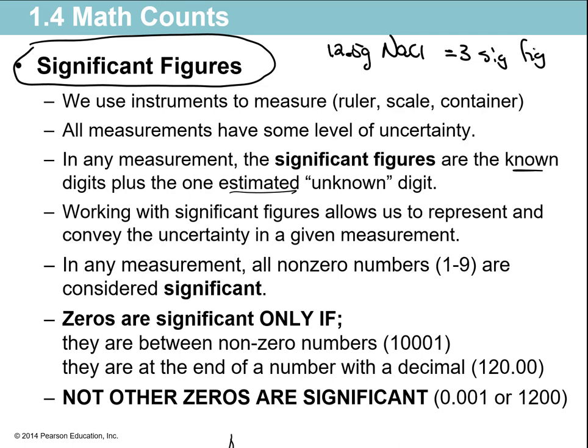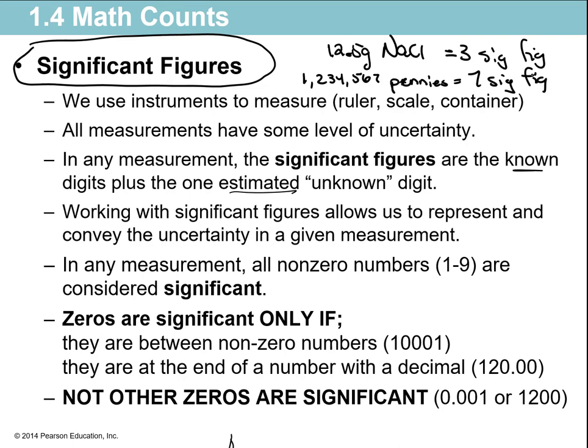Any number from 1 to 9, 1, 2, 3, 4, 5, 6, 7, 8, 9, any number other than 0 is always considered a significant figure in a measured value. So it doesn't matter if I have 1,234,567 pennies. How many significant figures would that be? 7. All of those are considered known and measured values. The 7 is probably the only one I might be a little uncertain about, but it's still measured.